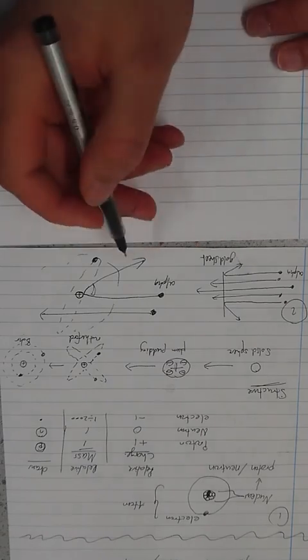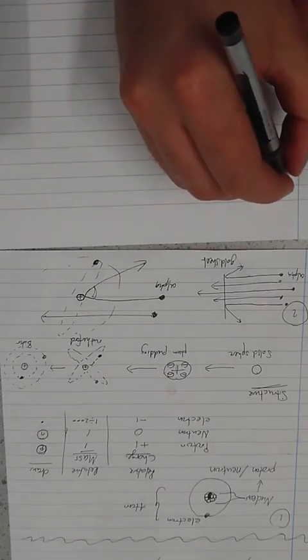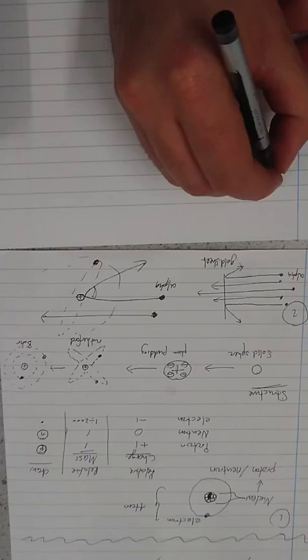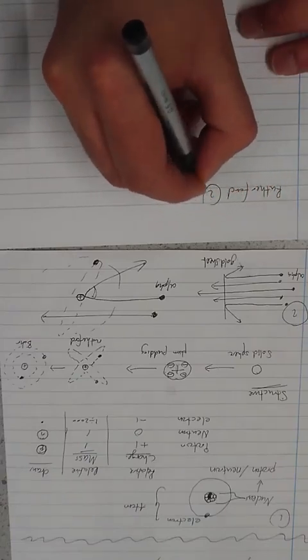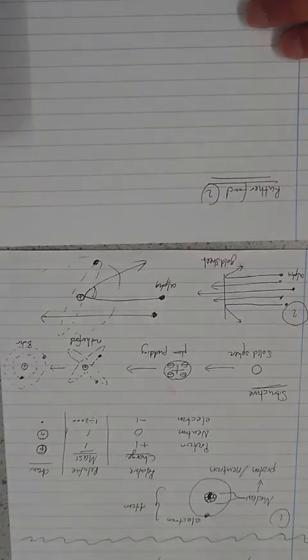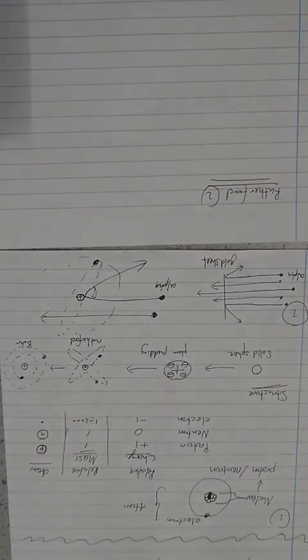All right. Now let's take a look. What can we deduce from this? So I'm going to write here, Rutherford. So this one's 2. Why is it important? Here we go. So let's take a look.